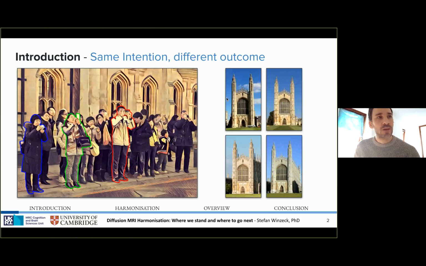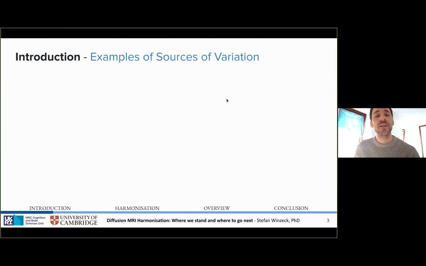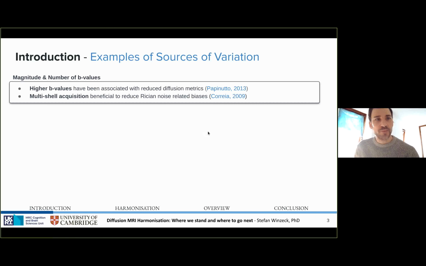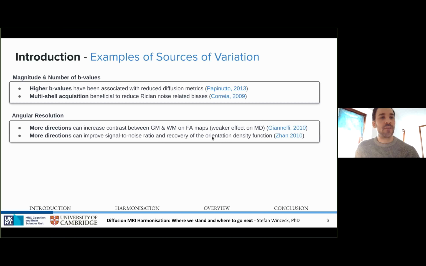And although the physics behind MRI is obviously very different, conceptually it's similar: different parameters and different scanners have an effect on the image quality. Some sources of variation we have are, for example, the magnitude or number of B values. Higher B values are associated with reduced diffusion metrics, or if we have a multi-shell acquisition, that could also reduce noise. Another example is obviously the angular resolution.